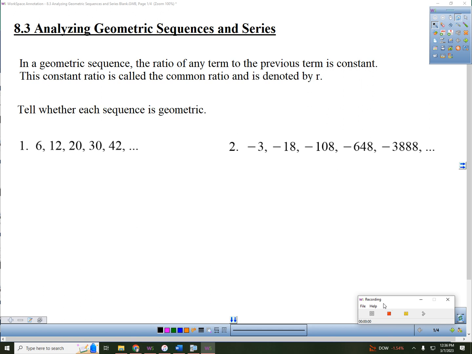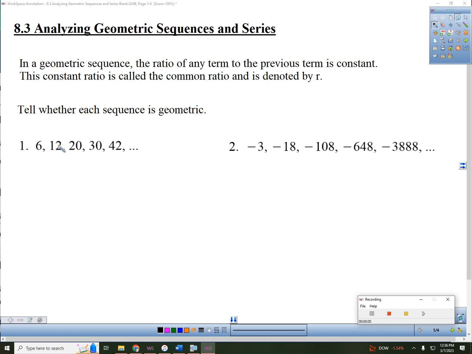All right, so in 8.3, we're talking about geometric sequences and series. When we multiply by the same number every time, we call that a common ratio, and we use the letter r for that. So we're going to tell whether each of these is geometric or not.